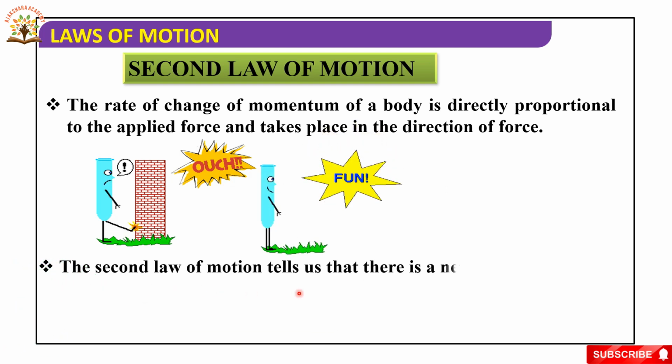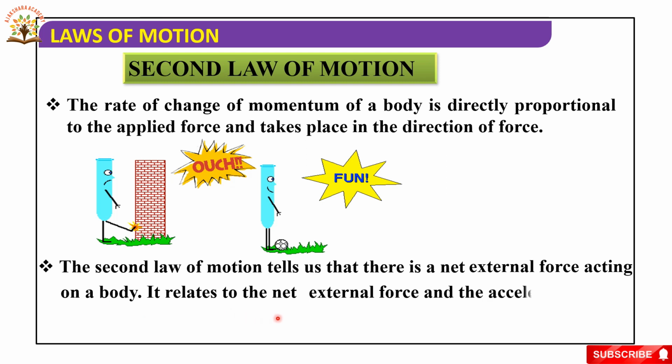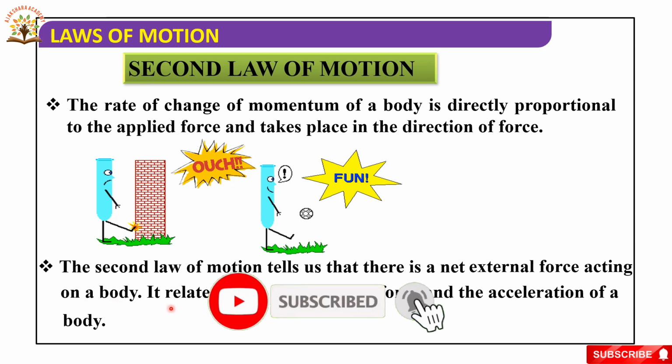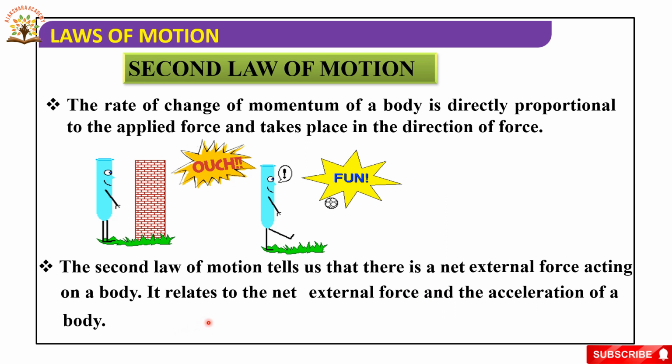The second law of motion tells that there is a net external force acting on a body. It relates the net external force and the acceleration of the body.